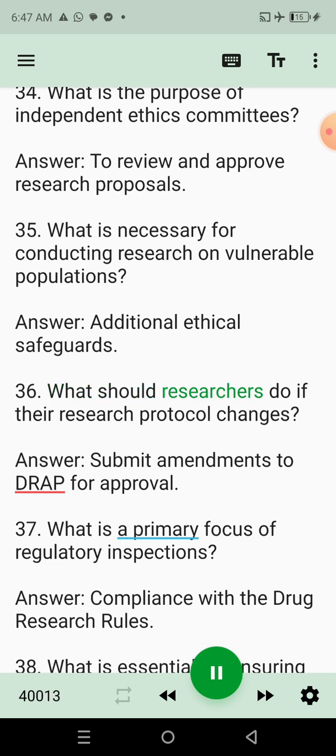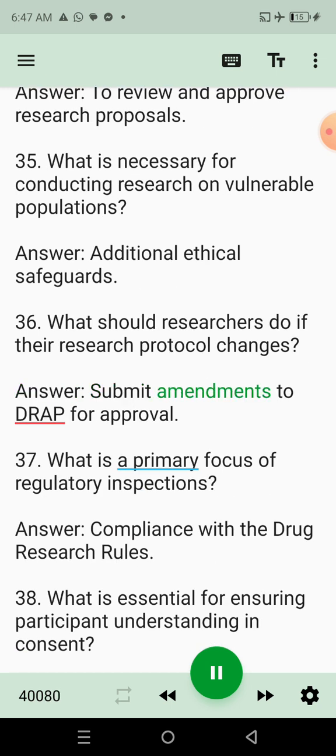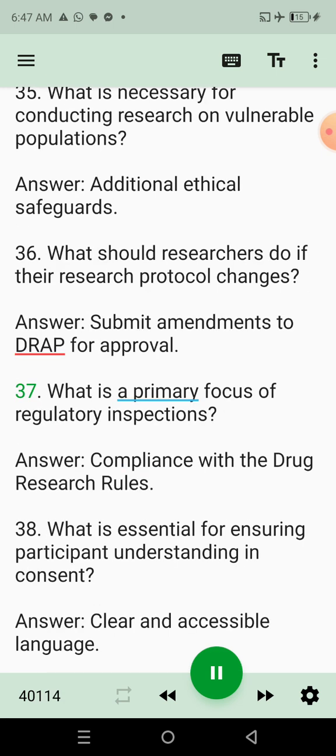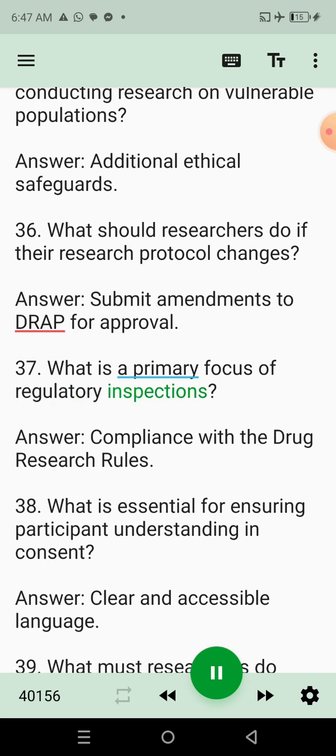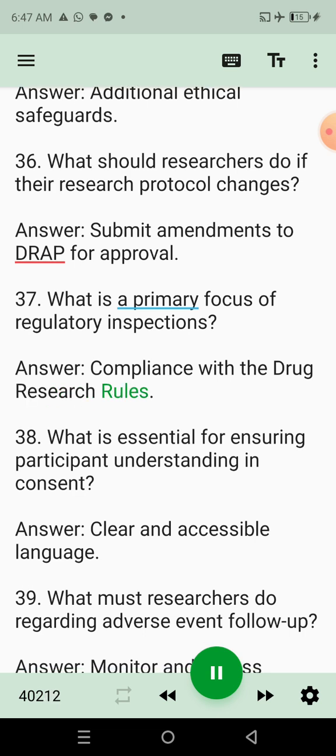36. What should researchers do if their research protocol changes? Answer: submit amendments to DRAP for approval. 37. What is a primary focus of regulatory inspections? Answer: compliance with the drug research rules.